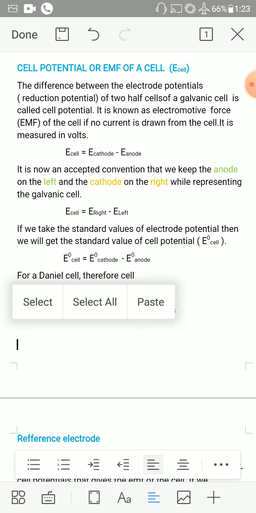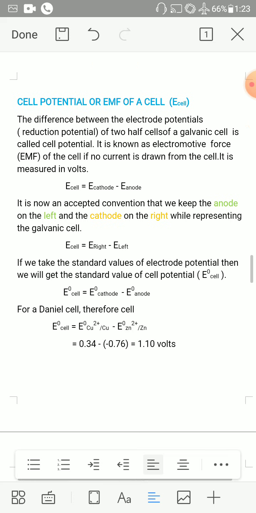And I have told that oxidation potential and reduction potential are always the same for a particular electrode, but you have to give the opposite charge. That is, the oxidation potential and reduction potential are of the same values but oppositely charged. That is, you can convert oxidation potential into reduction potential or reduction potential into oxidation potential.